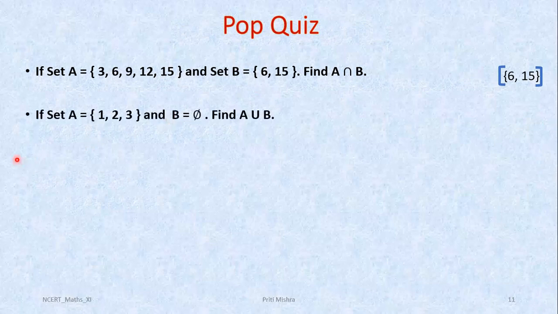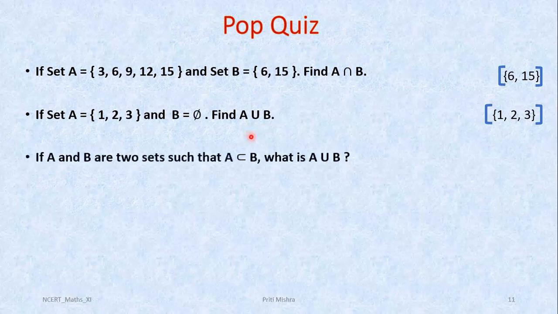Next question: if set A is equal to {1, 2, 3} and set B is equal to {5}, then find A union B. You have to operate the union operation here. So what will be the answer? Very easy question. The set {1, 2, 3} itself, along with 5, will come as A union B. Right? Let's have another question.